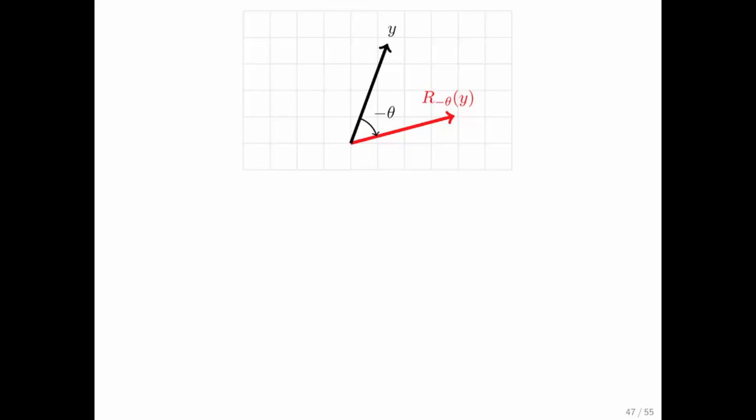We're back. And the first thing we can observe is that, look, the rotation through angle theta can be undone by rotating through an angle minus theta. So we know that the inverse of the transformation r sub theta is the transformation r sub minus theta.